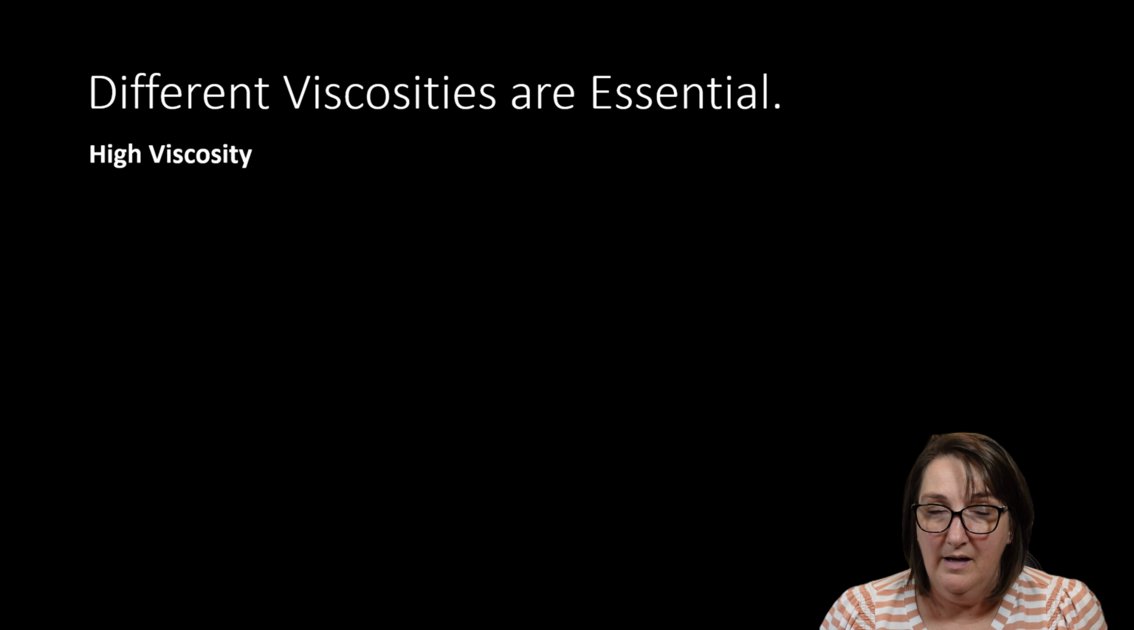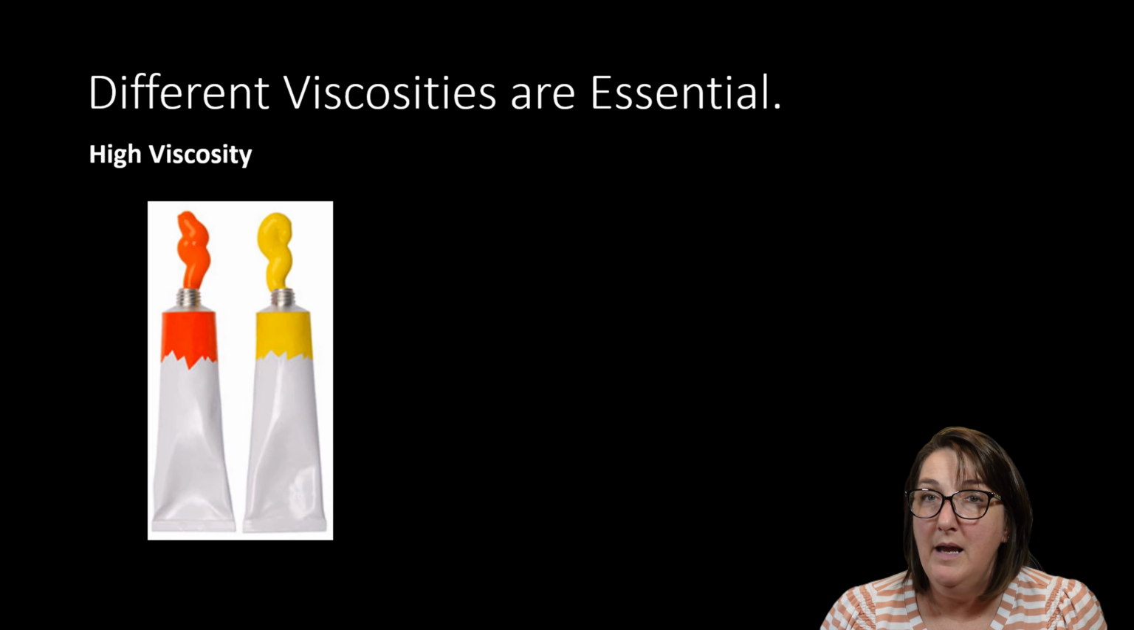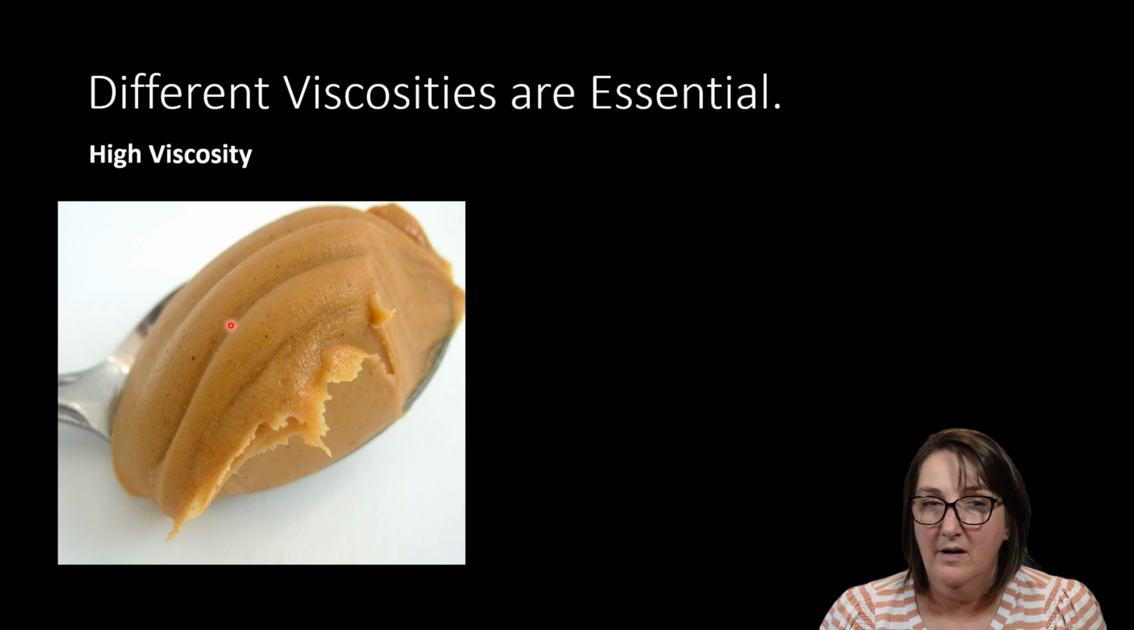I can have high viscosity, and that's going to be paint. If I'm painting on a wall, I don't want it running down and puddling on the floor. I need it to stick to the wall. So paint has to have a high viscosity. Peanut butter is going to have a high viscosity. So certain types of foods are going to have that. You want pasta or spaghetti sauce to stick to pasta. You don't want it running off the pasta. So there's certain things that we want a high viscosity for.